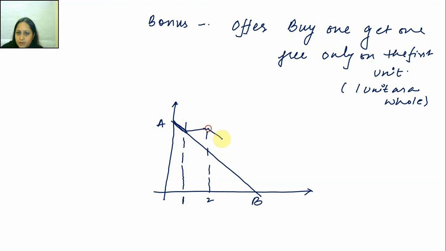So then that's why my budget line is exactly this. So my budget line is till 1 it's the normal. At 1 it becomes horizontal till 2 and then it becomes normal. This is my budget line, right?